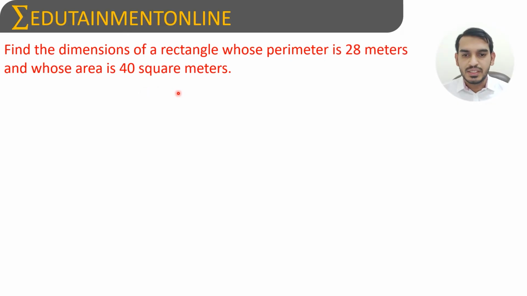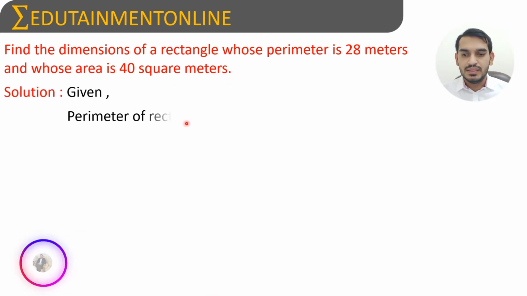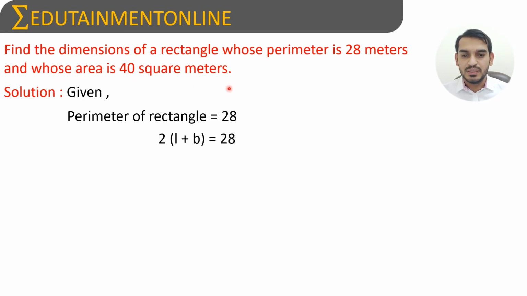Find the dimensions of a rectangle whose perimeter is 28 meters and whose area is 40 square meters. Given that the perimeter of a rectangle is 28 meters and the area of the rectangle is 40 square meters. So the perimeter of a rectangle is given as 28 meters.